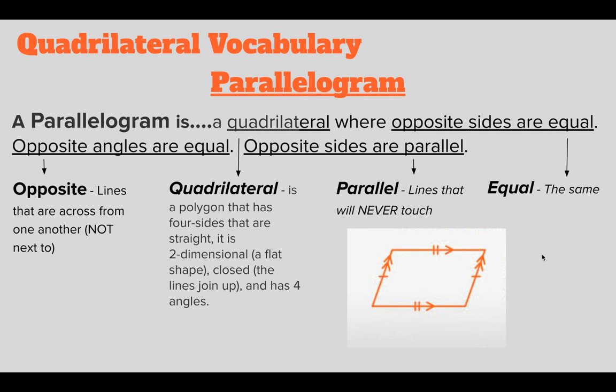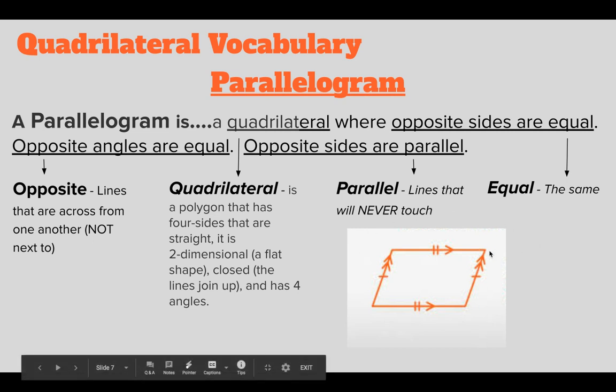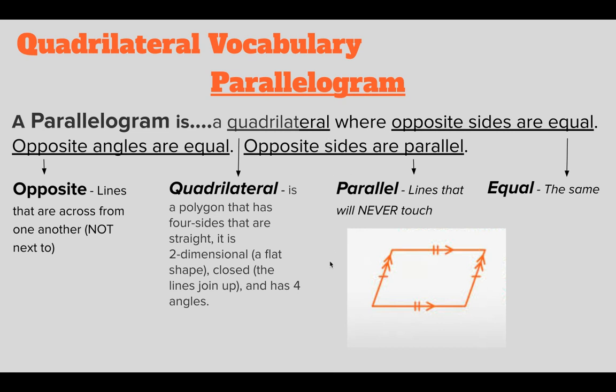So go through and make sure that this shape checks all of these things. Yes, it's a quadrilateral. Yes, opposite sides are equal. Yes, opposite angles are equal. And yes, opposite sides are parallel. If all of those are yes, then this shape is a parallelogram.